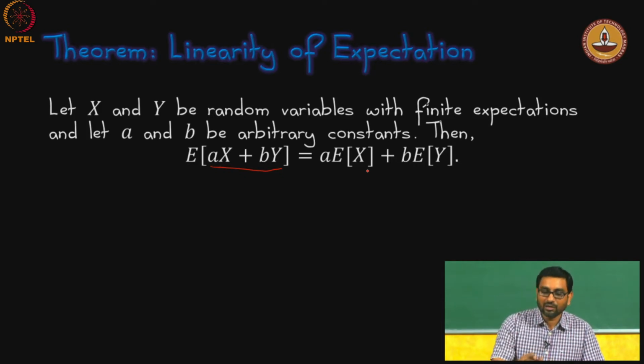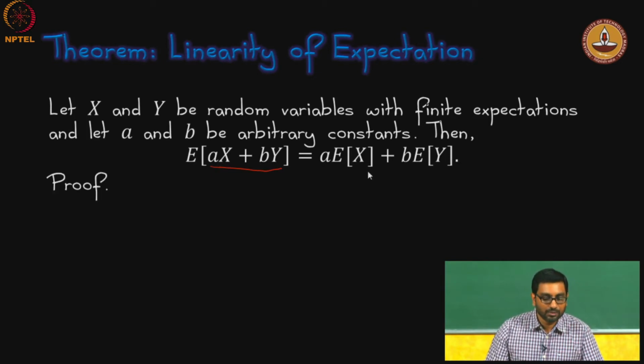So, here in this theorem, the important thing is there is no restriction. It is any two random variables X and Y, you take the expectation of aX plus bY, you get a times E of X plus b times E of Y. So, this is the linearity of expectation, and the proof is also quite simple.